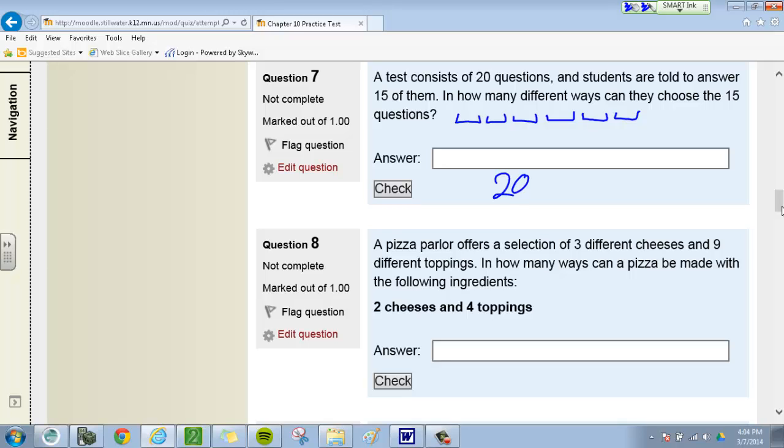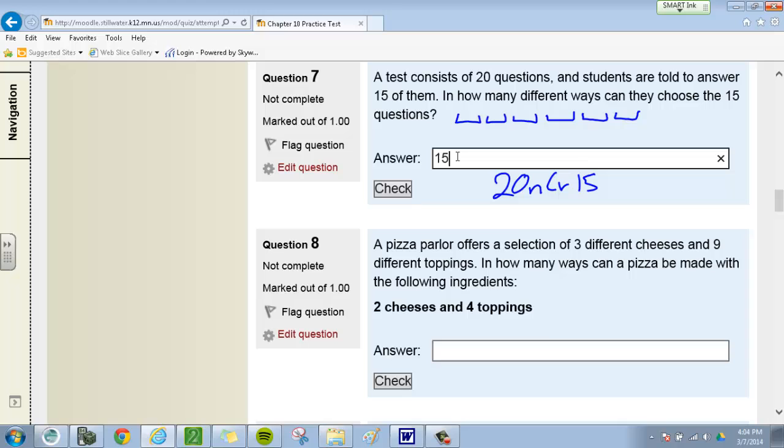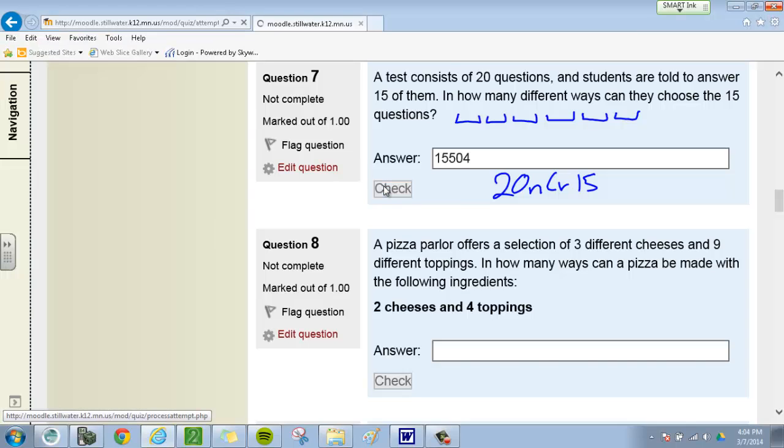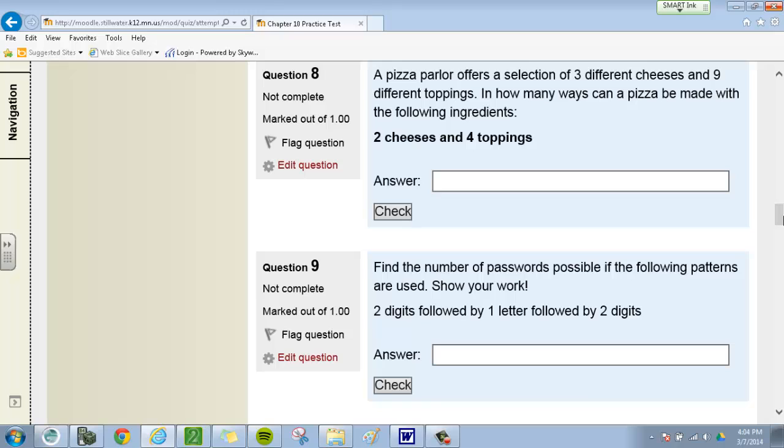We know this is a 20 choose 15 problem. We'll put that in our calculator, and then life will be good. We'll be done with that one. 20 math, and then put 15 in. What do we get? 15,540. Let's check that out. 15,504. Was it 504 or 540? What was it? 504. Good. Okay. Check. There we go. Moving on to question number 8.